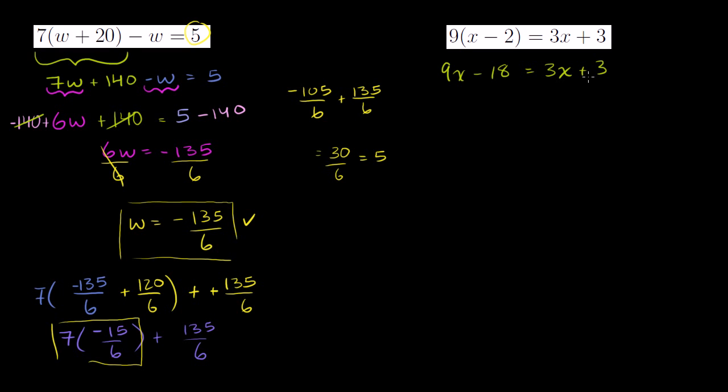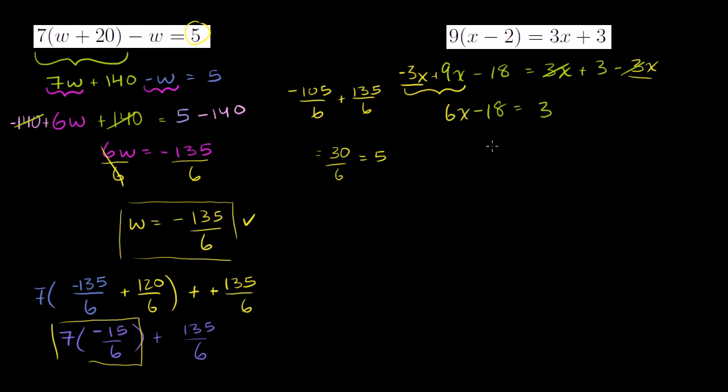And the best way to get rid of it is to subtract 3x from the right-hand side. But if we do it from the right-hand side, we have to do it from the left-hand side as well. So I'm subtracting 3x from both sides. The left-hand side, 9x minus 3x is equal to 6x. And then, of course, you have your minus 18 is equal to 3x minus 3x. That just disappears. Those cancel out, and you just have the 3 left over.